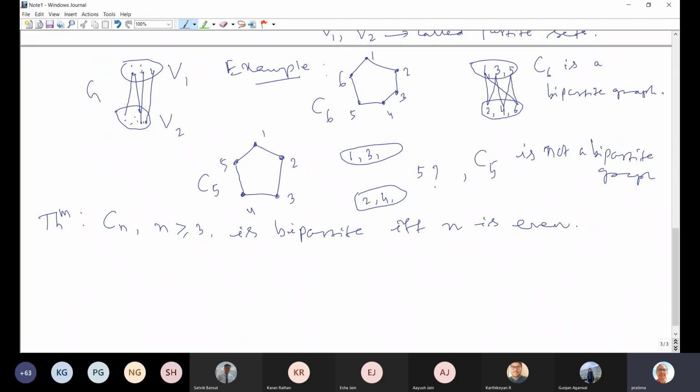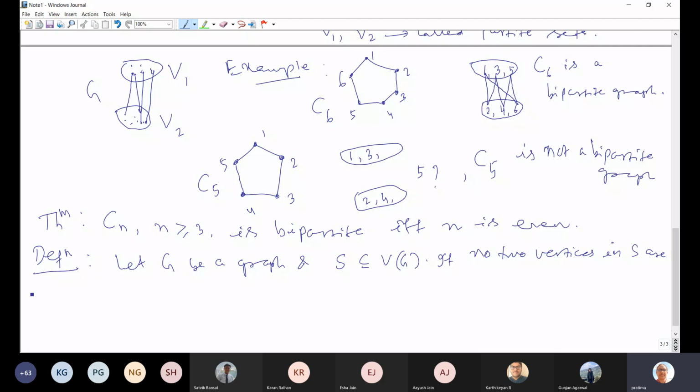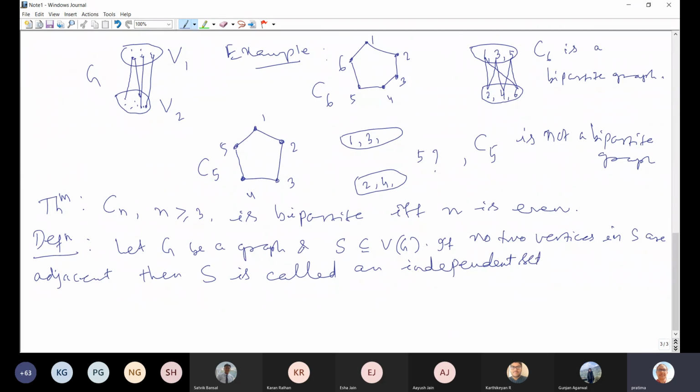Here I was telling you that V1 and V2 in a bipartite graph form independent sets. Independent set means no two vertices are adjacent. This definition or terminology we will need. Let G be a graph, and let S be a subset of the vertex set of G. If no two vertices in S are adjacent, then S is called an independent set.